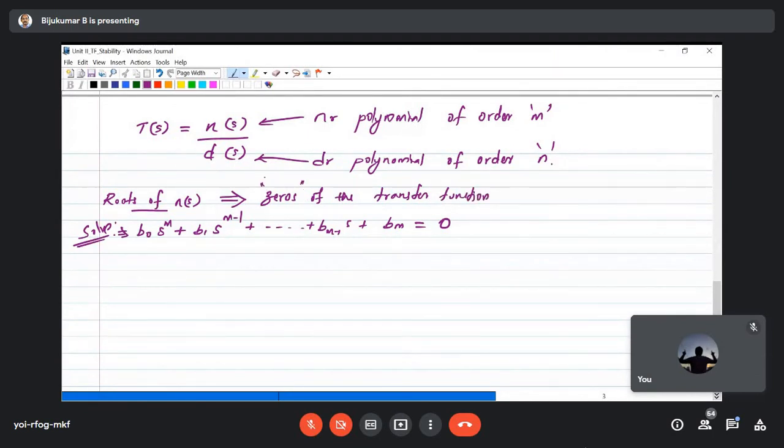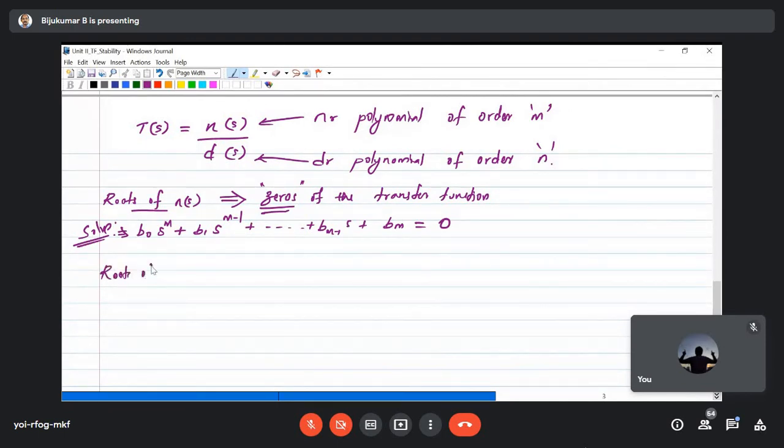Okay. So if we equate the numerator polynomial to 0, what will be the transfer function? The transfer function becomes 0, right? So we can call the corresponding roots zeros of the transfer function. This is very important. Keep in mind, hereafter we will frequently use the words zero and pole, right? And what about the denominator roots? The denominator polynomial.